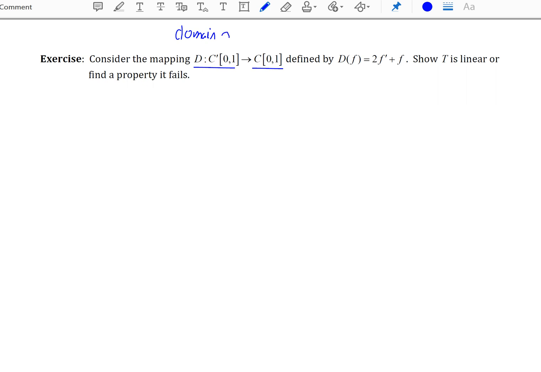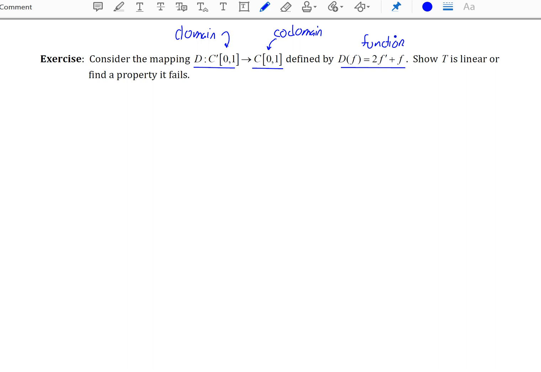But again, your domain is functions that have continuous first derivatives on the interval 0 to 1, into your codomain, continuous functions on the interval 0 to 1. And the way that we do this transformation is by the function. So this tells us how we perform this transformation: by taking 2 times your function's derivative plus your original function.